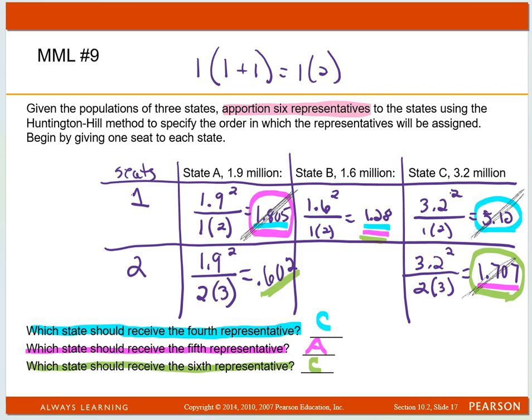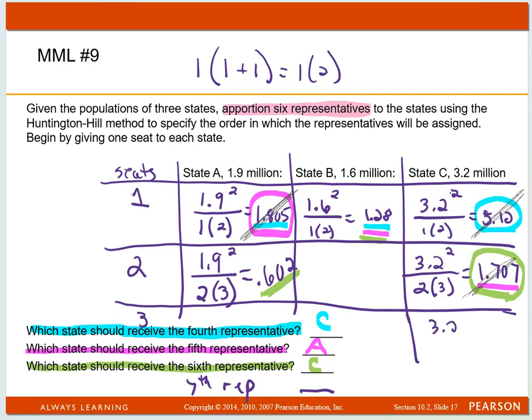Now at this point I'm done with number 9, but let's just say that they asked for a 7th rep. Okay, let's go for a 7th rep. I'd have to draw another line here and I'd have to calculate the third Huntington Hill number here. So this would be 3.2 squared divided by, they now have 3 seats and they're going for the 4th. And when I do that, I'd get 0.853.